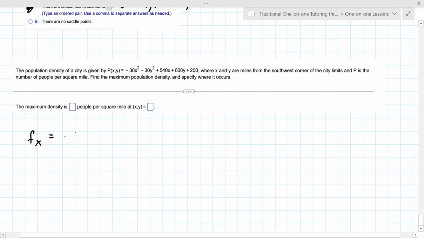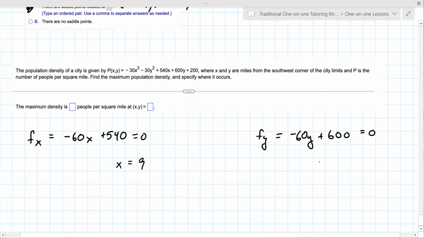So fx is minus 60x plus 540. fy is minus 60y plus 600. And instead of finding fxx, fxy, because of the story problem, we may have to find them, but we're just going to set it equal to 0. So it ends up being that x equals 9 and y equals 10. Okay, so we can actually just say that is the critical point. That's the only place this could happen, because there's only one, and because the problem is asking for it.